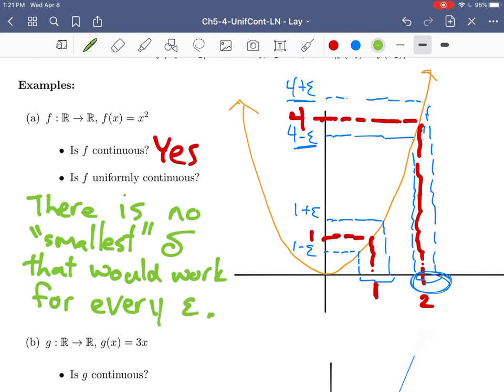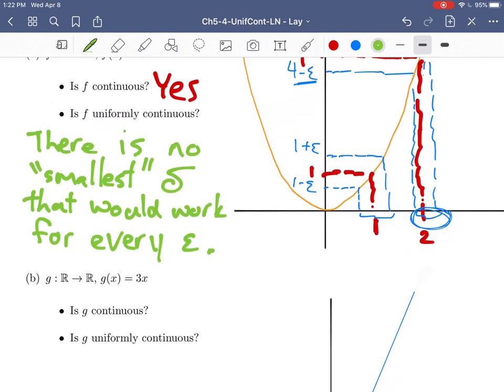If we wanted our function values to be within 1/10 of each other, there is no choice of delta that we could make that would say, as long as our x values are within whatever distance of each other, then we can guarantee that our function values will be within 1/10 of each other. There's no choice that we can make there, because when our x values get really large, you're going to have to get closer and closer in order to ensure that the function values are within 1/10.